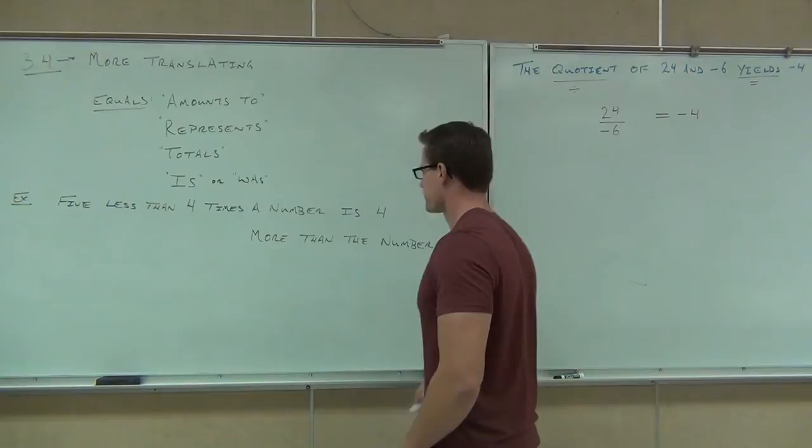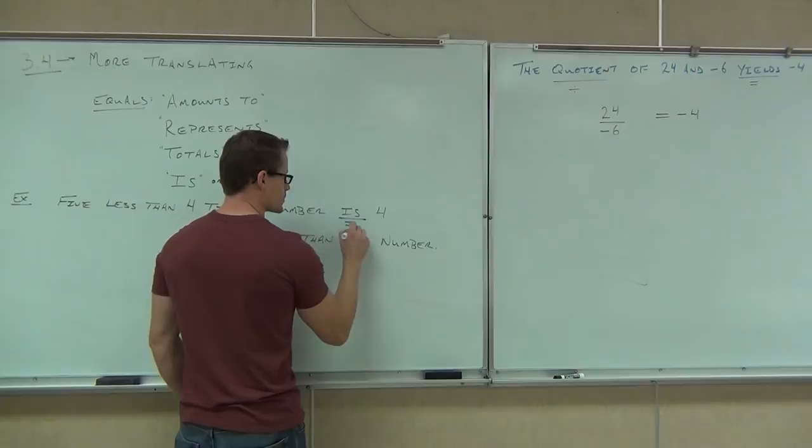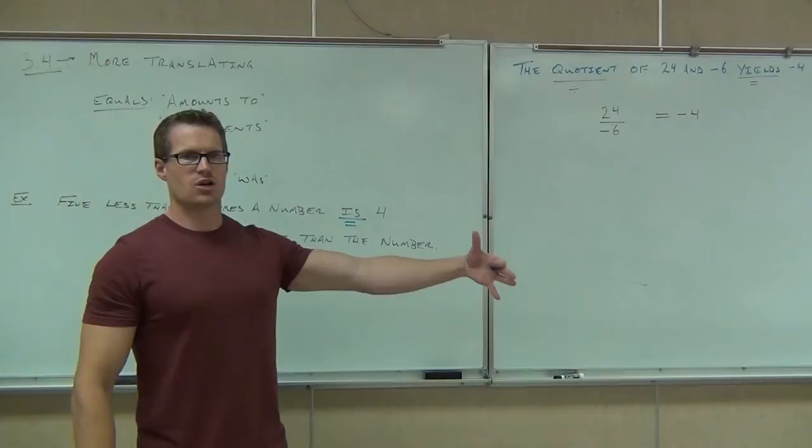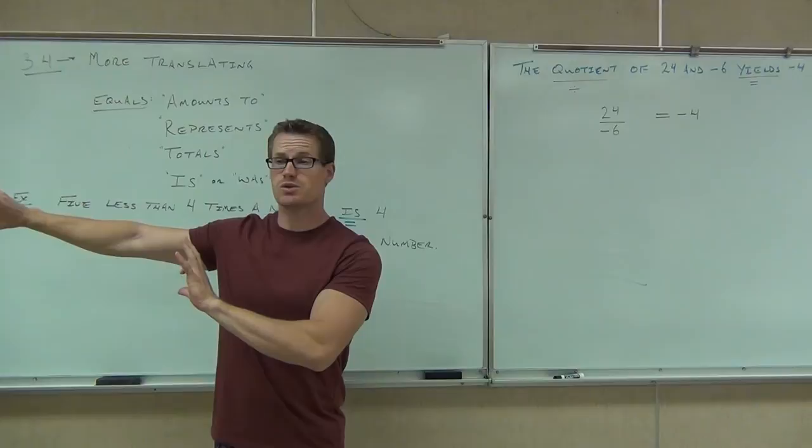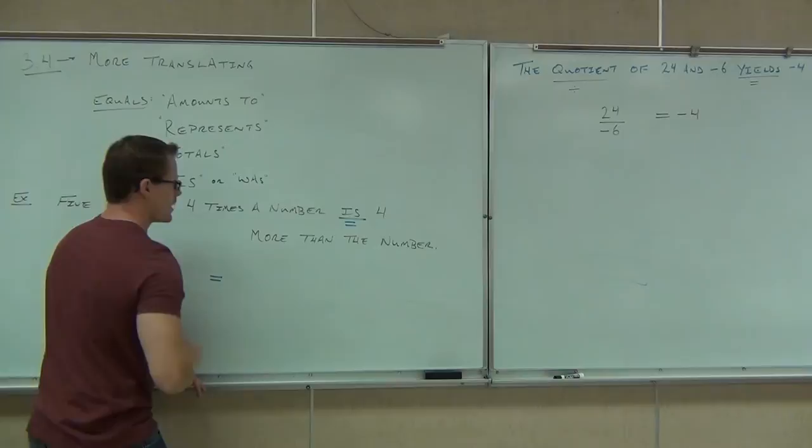What word is that? Is. Yeah, I told you is means equals. Here's what's nice about these sentences. Whatever comes after the word is going to be on the right-hand side of your equation. Whatever comes before the word is going to be on the left-hand side of your equation. So it separates this into two expressions for us. After we find the word is, we've got our equals sign. This stuff's going on the right, this stuff is going on the left.